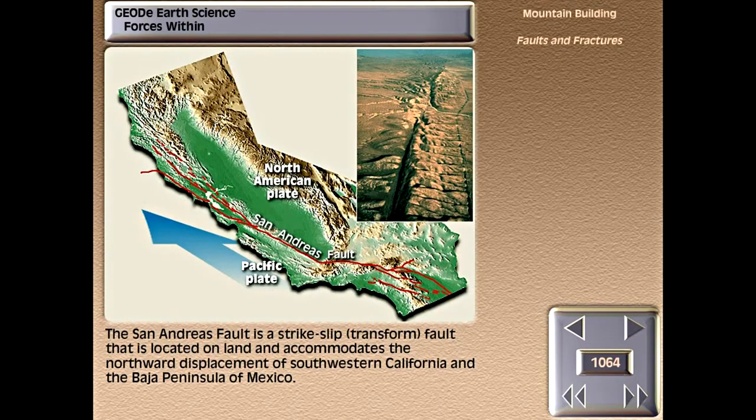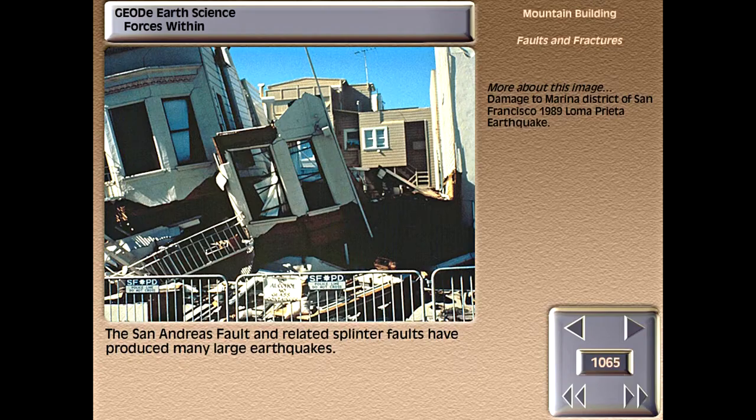The San Andreas Fault is a strike-slip transform fault that is located on land and accommodates the northward displacement of southwestern California and the Baja Peninsula of Mexico. The San Andreas Fault and related splinter faults have produced many large earthquakes.